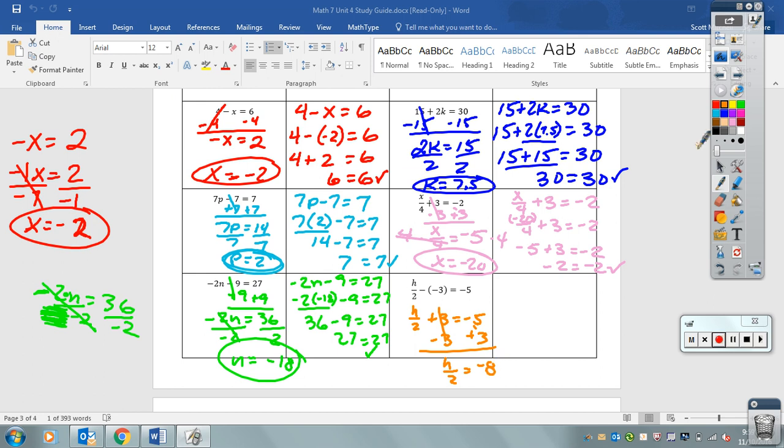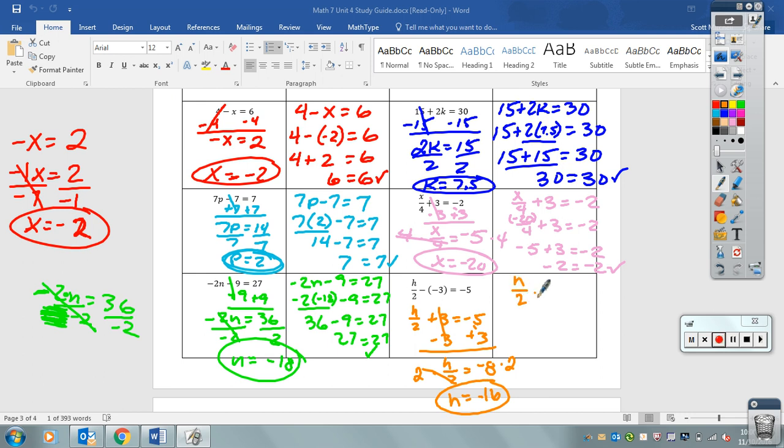You could have got it by doing, how do we undo subtract negative 3? We add negative 3. Or you could have shown that negative turns to a positive and then undone it that way. Either way, we're at the same spot. Continue solving, undo division and multiplication. H equals negative 16. Let's check this.